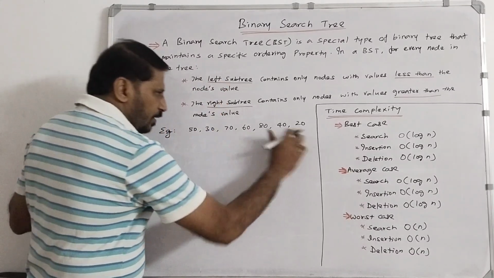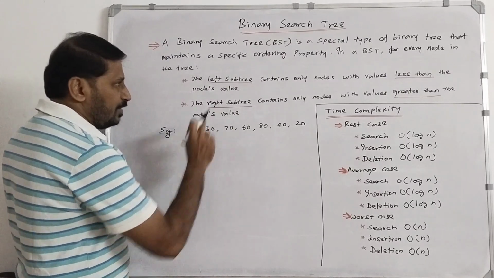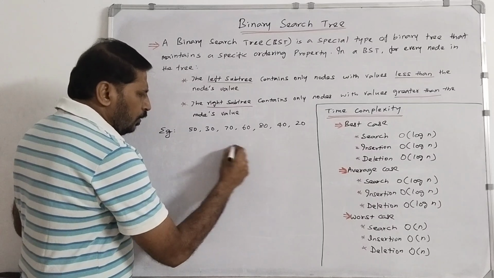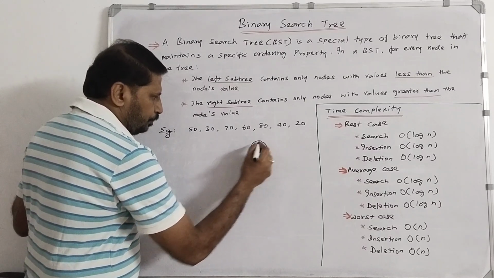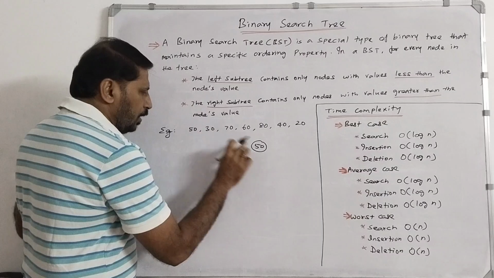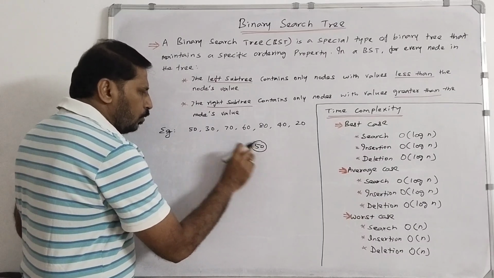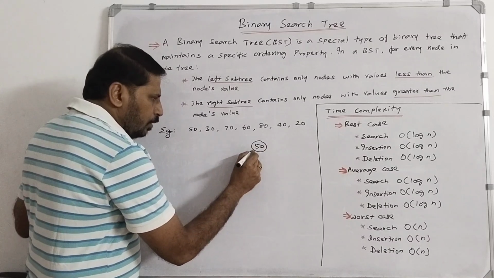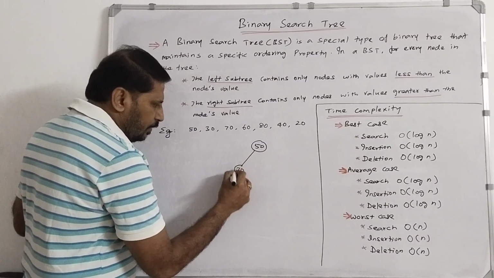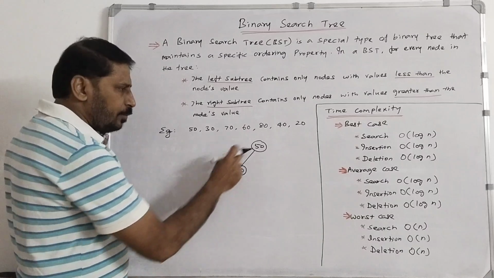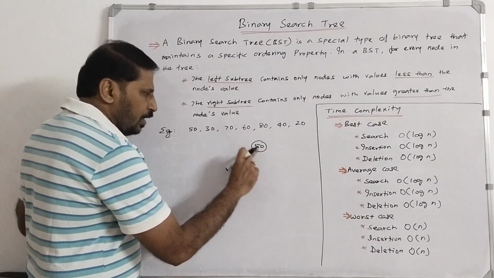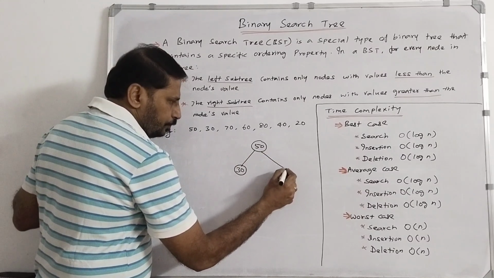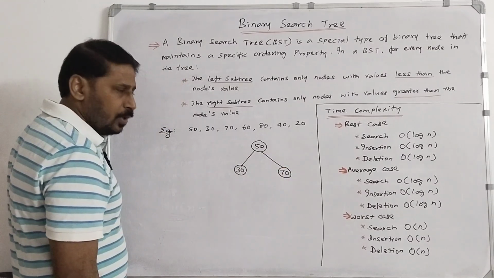Suppose we are taking this as an example. I am constructing a binary search tree. We take the first number, 50. We take the second number, 30. Compare with the root node. Root node is 50. Current value is 30, so less than 50. So that's why it comes as a left child of that particular node. Then we are taking 70. Compare with 50. Greater value. So it is a right child of that particular node.